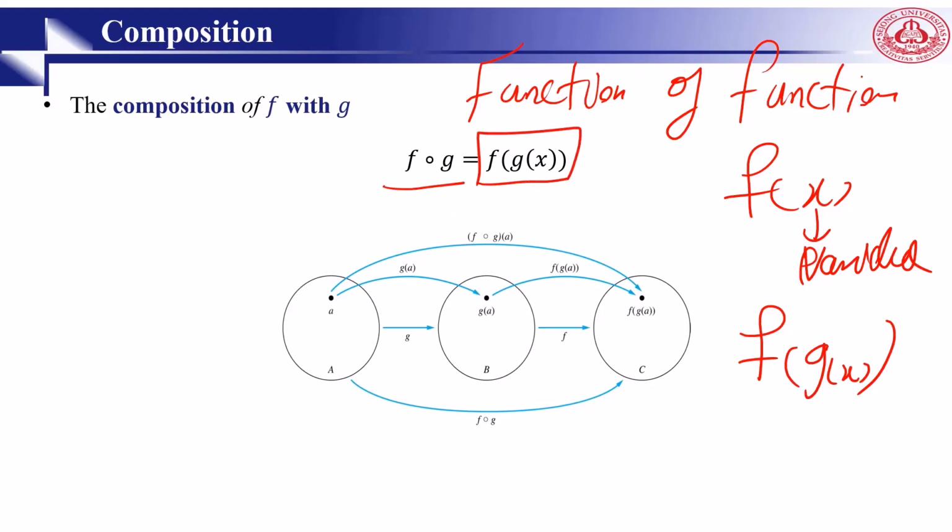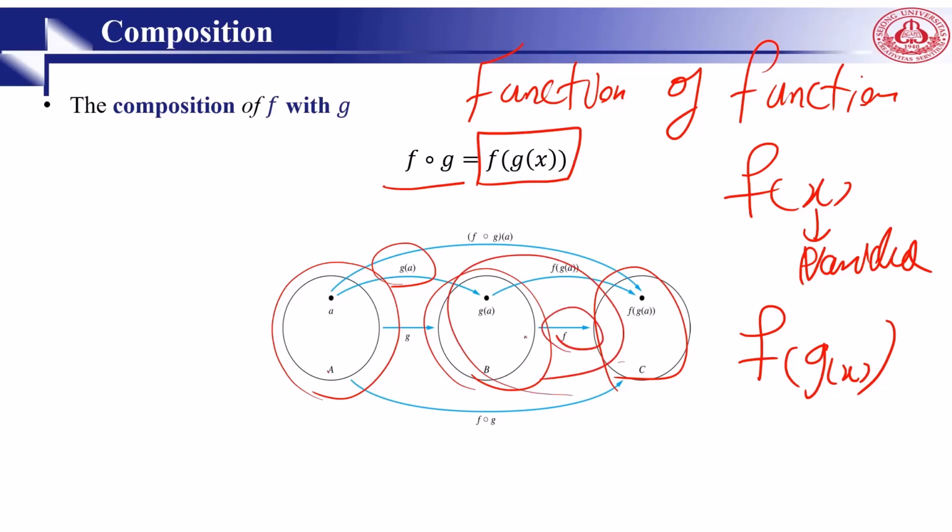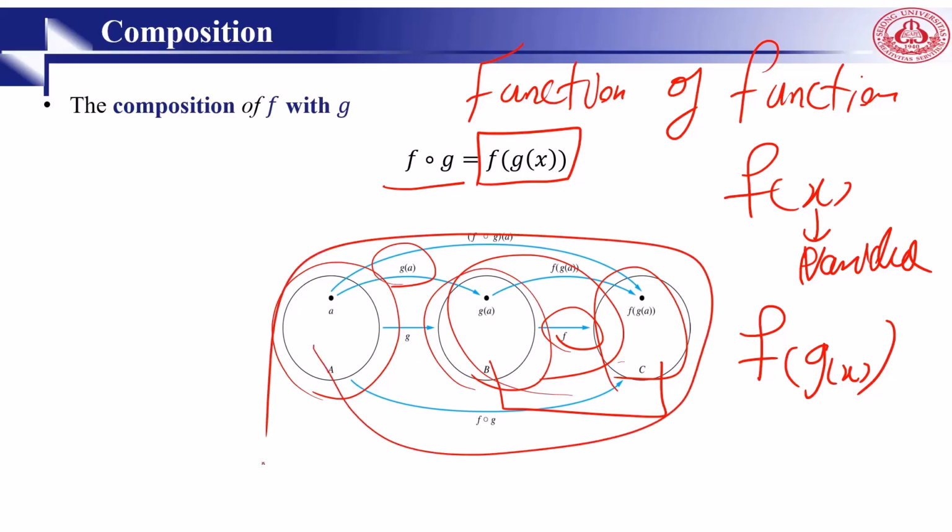As you can see here, we have A, B, and C. The function g is applied first, and then we have f o g from here to here, which maps A to C, and in between we have a function f which maps B to C. So composition is when, instead of x, we have another function.